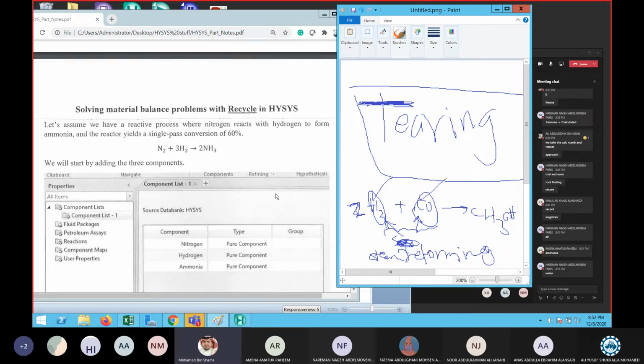They produce hydrogen and carbon monoxide. So you will get the hydrogen from steam reforming. You get nitrogen from the air. Put them together and they give you ammonia. Anyway, so let's assume we have a reactive process where nitrogen reacts with hydrogen to form ammonia, and the reactor yields a single pass conversion.